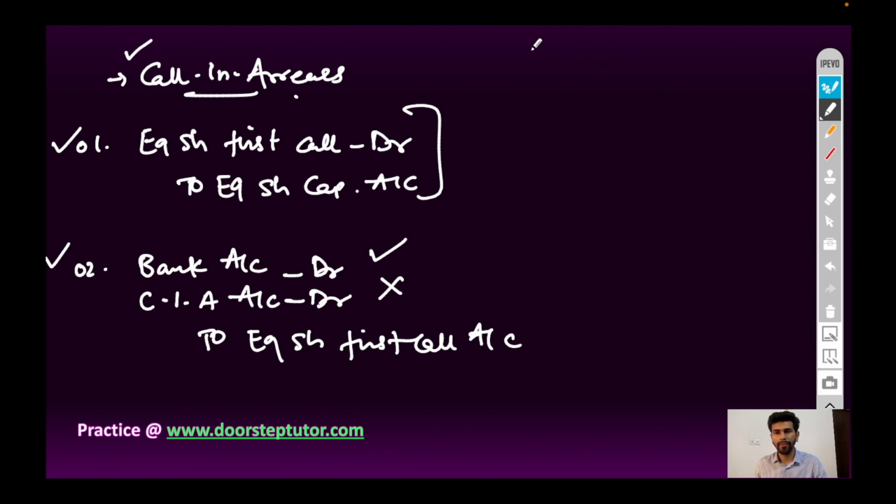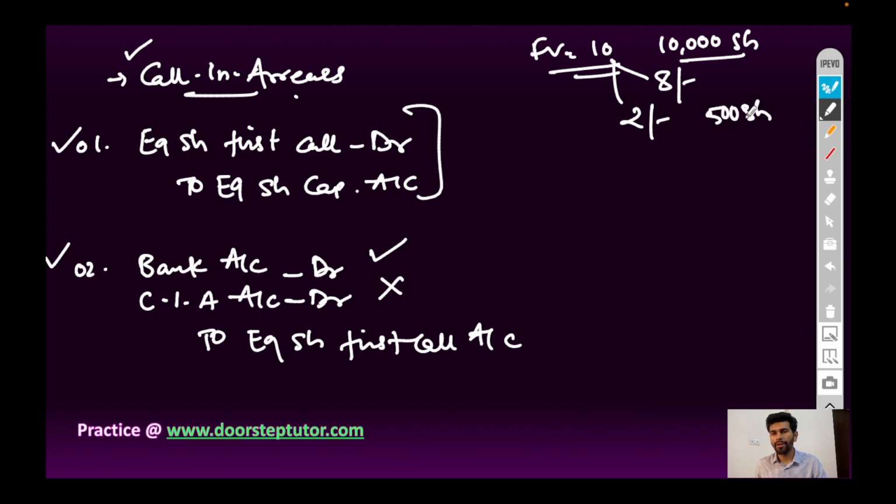So for example, if 10 rupees is the face value of a share, and 10,000 equity shares are issued by one company, and out of this 10 rupees, 8 rupees is received on all the money, and 2 rupees is call money. Out of 10,000 shares, the applicant of 500 equity shares has not paid 2 rupees of call money. So what will be the journal entry?